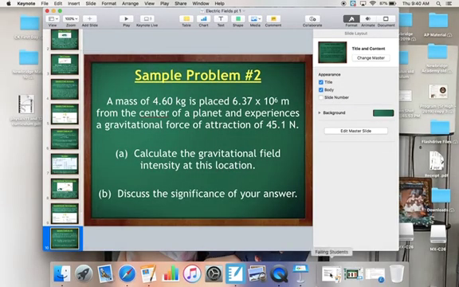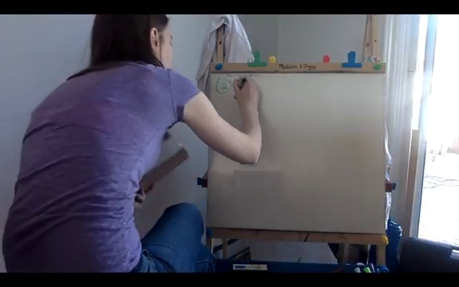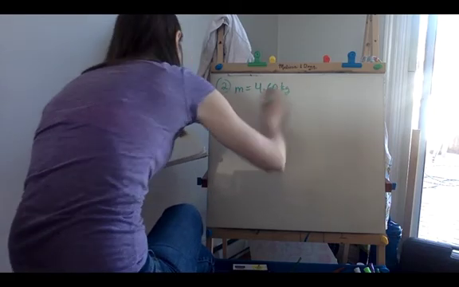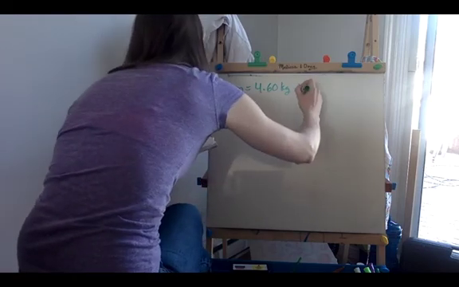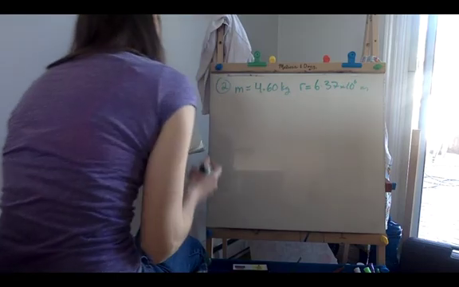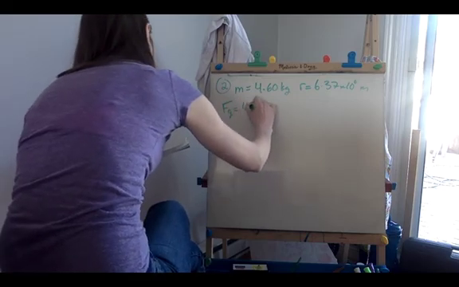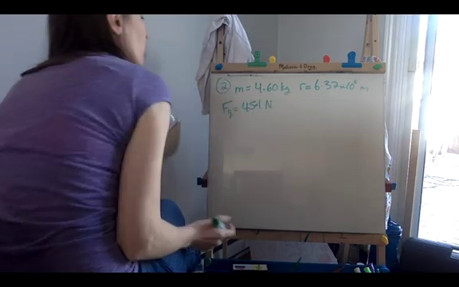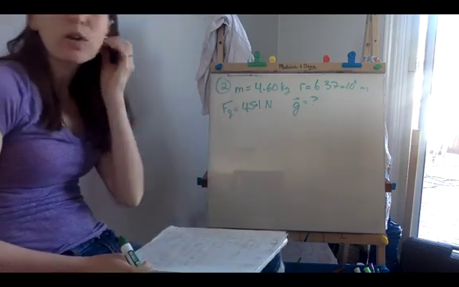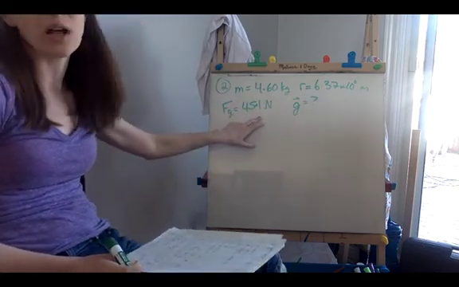So if we look at that one, this was number 2. The values we were given: the mass of this object was 4.60 kilograms, it was placed 6.37 times 10 to the 6 meters away from the center, and the force that it experienced is 45.1 newtons. We're asked to find g, the gravitational field intensity. And for this one, we actually don't need the value of the radius at all, not for this particular question, because we have the force here.